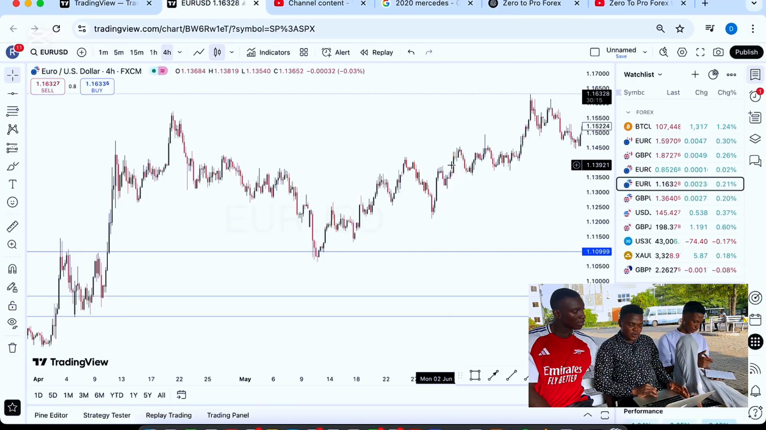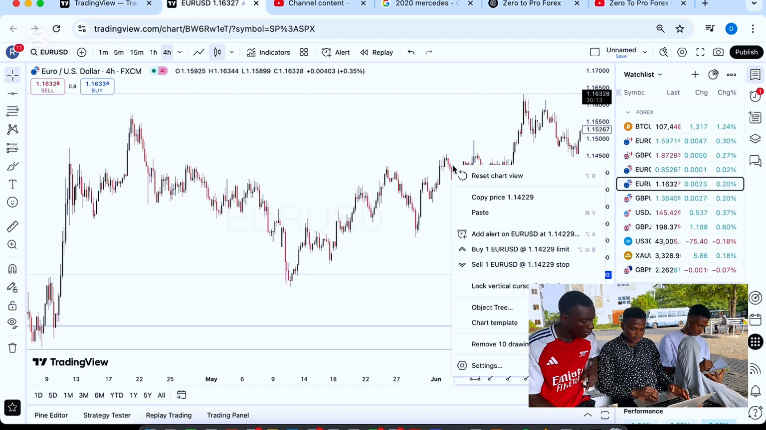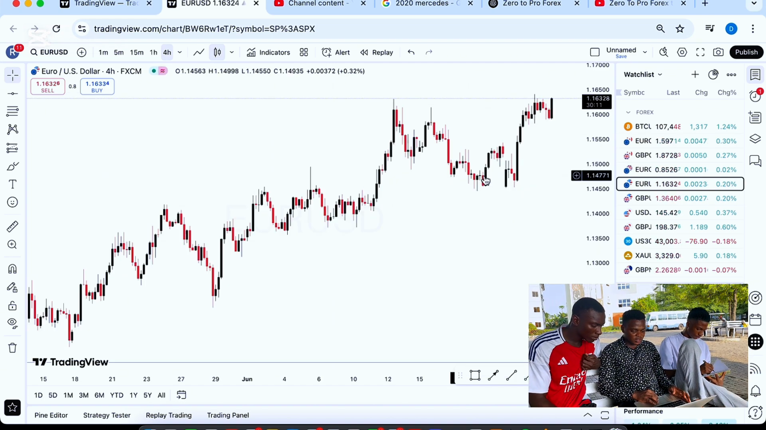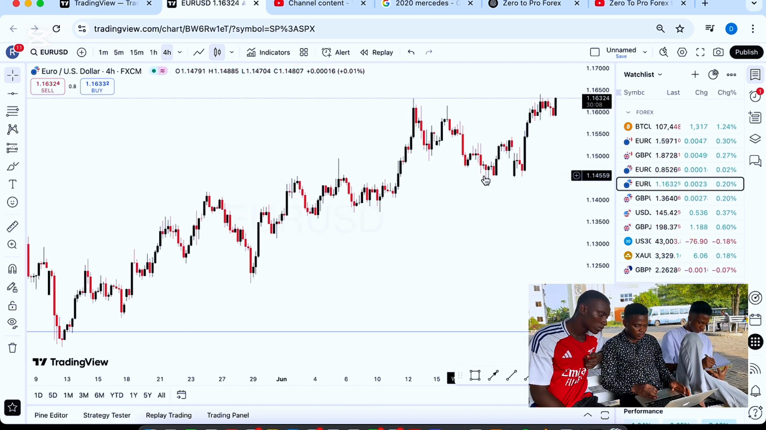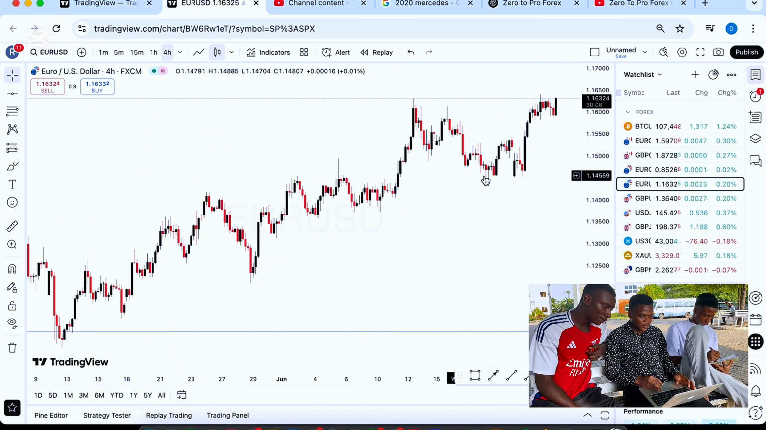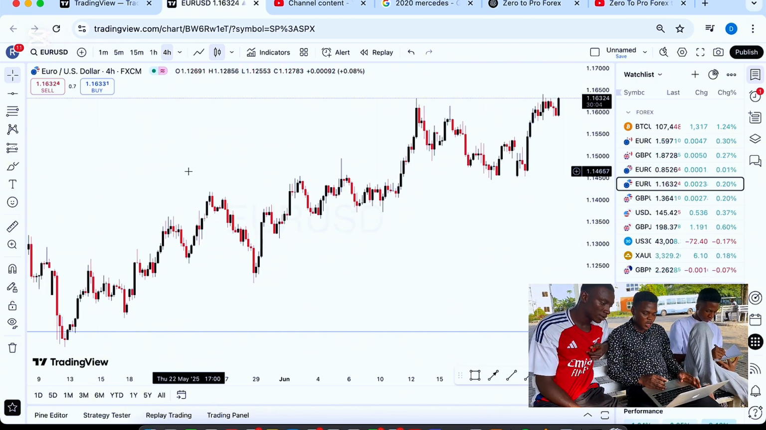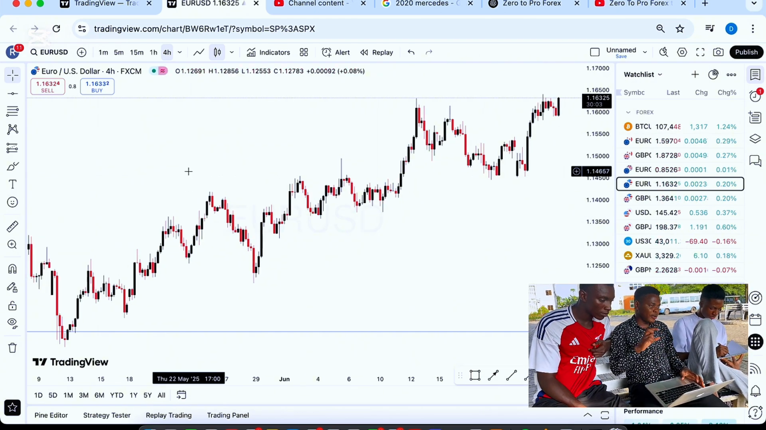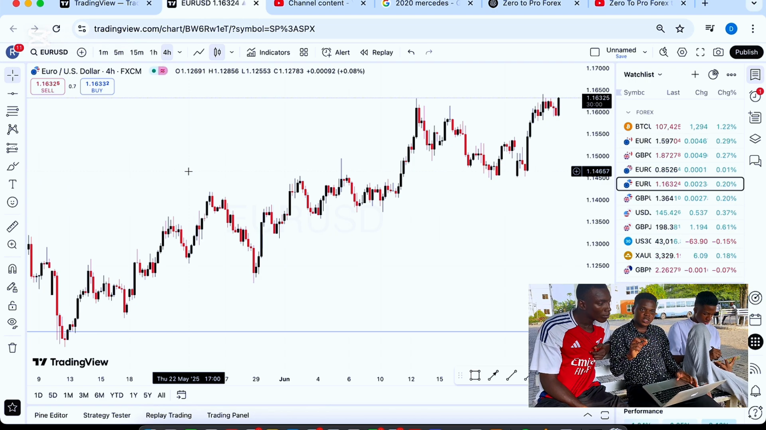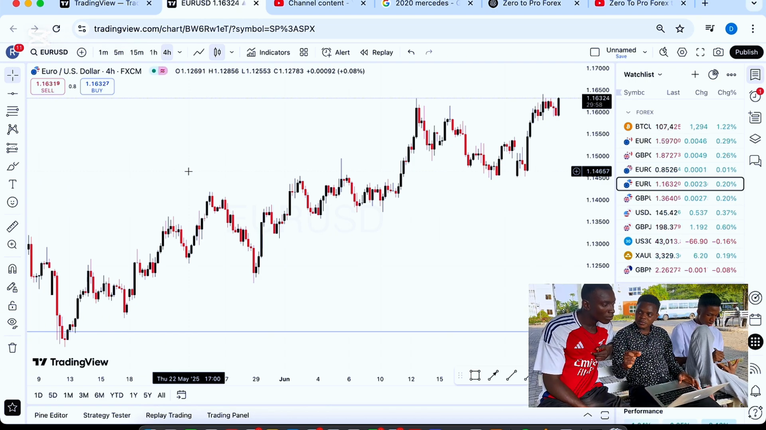You see that? Which now brings me to something we call BOS and CHoCH. Do you understand? BOS means break of structure. CHoCH means change of character.